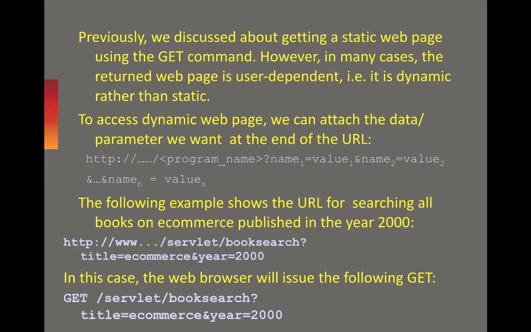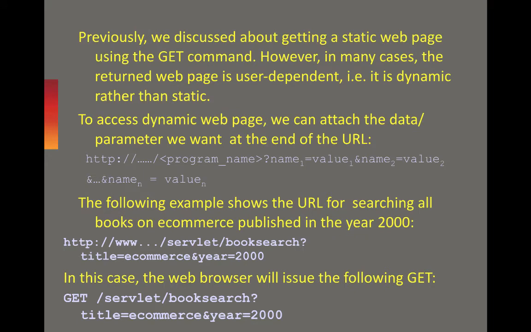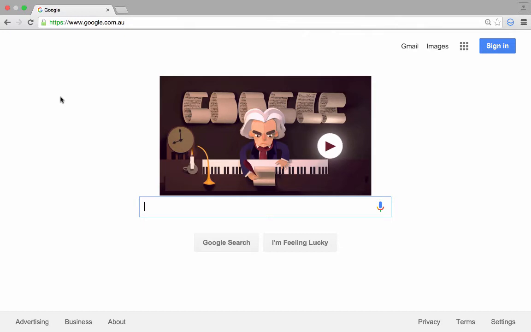And that is then sent using a GET request to the server side. And the server, when it receives the two attributes, title equals e-commerce and year equals 2000. An example of that is Google. So let me just show you an example. Okay, so let's look at an example in Google. And this is a good example of a GET request with parameters.